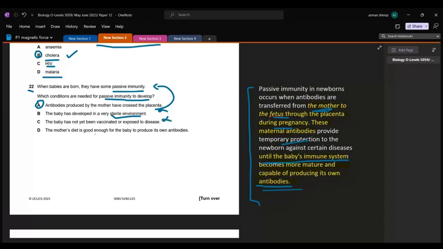D, the mother's diet is good enough for the baby to produce its own antibodies. This is not dependent on the mother's diet. Passive immunity is not dependent on that. The only thing that matters is that there is transfer of antibodies from the mother to the fetus through the placenta. So the most appropriate option is A.